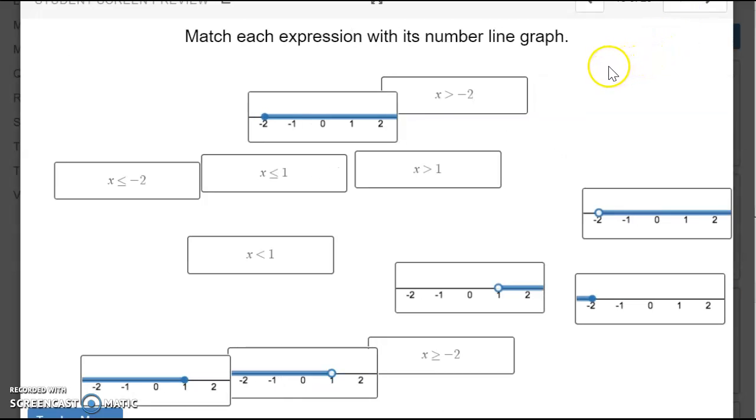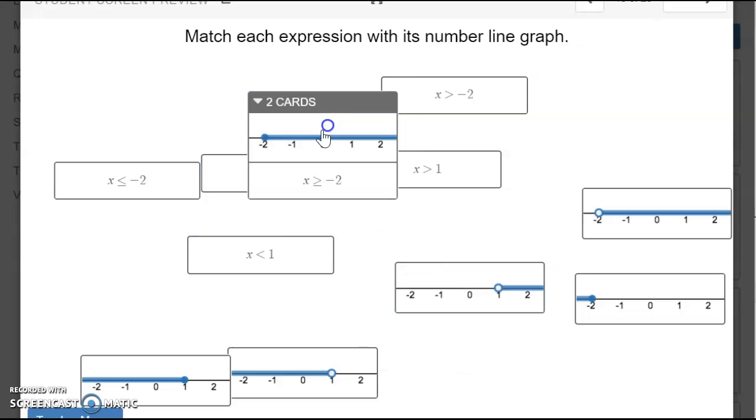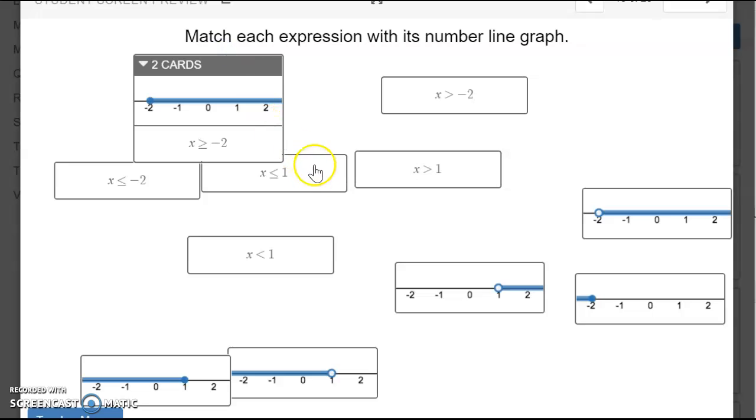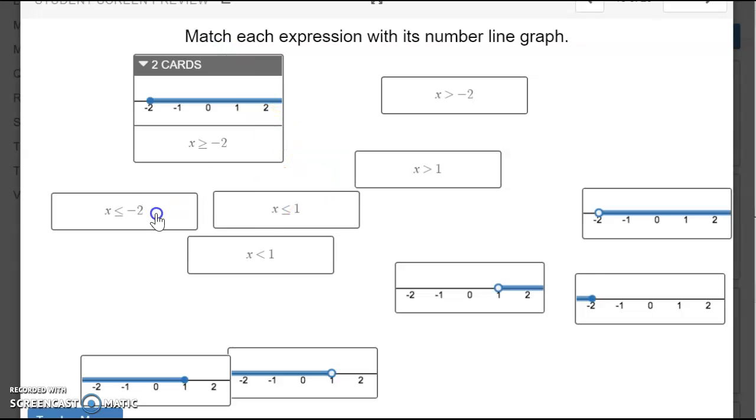Alright, now match each expression with the number line expression. So when something is included, that means it can be equal to it as well. So when you see a closed dot, that means it could be equal to -2 and bigger. The number could be equal to -2 and bigger. That means we're looking for an inequality that looks like this. This is a combination of greater than and equal to. That bar at the bottom means it's equal to. It's a shorthand for equal to when you're combining an inequality with an equal sign.